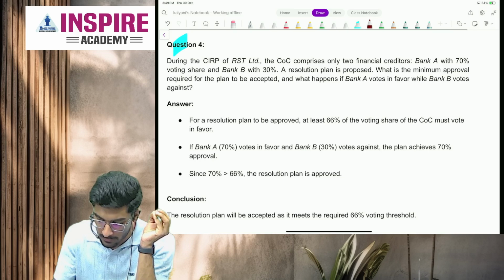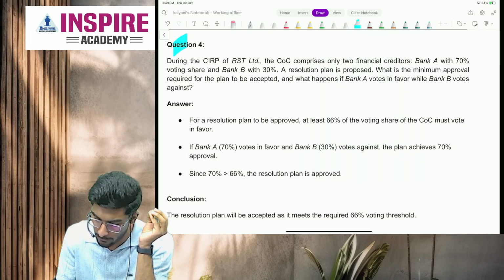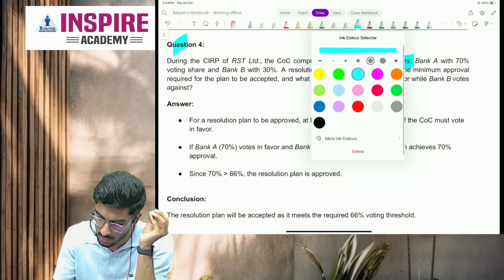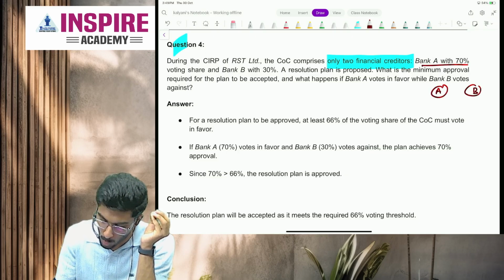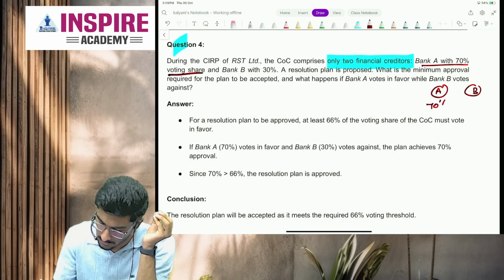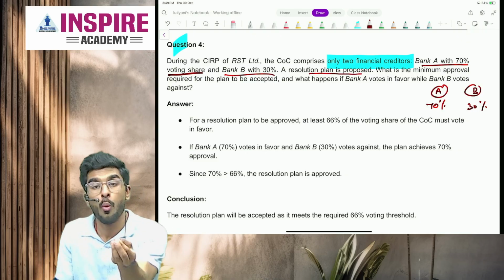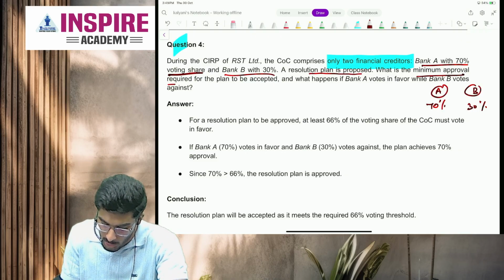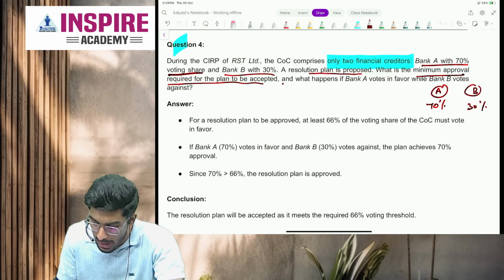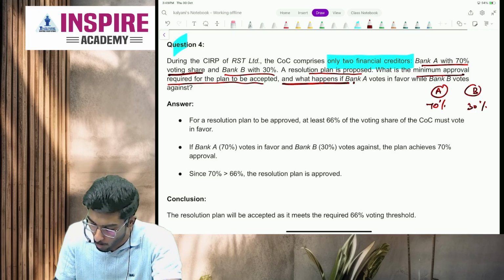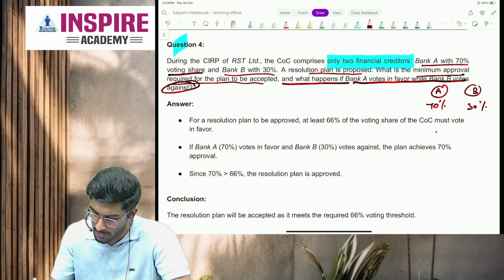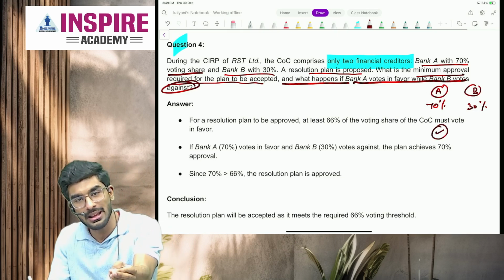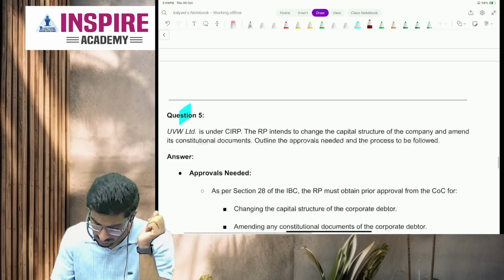Question number 4. During the CIRP, the COC comprises only 2 financial creditors. Let's call them A and B. Bank A with 70% voting share and Bank B with 30% voting share. A resolution plan is proposed. What is the minimum approval required for the plan to be accepted? And what happens if Bank A votes in favor while Bank B votes against? Obviously, we know a 66% majority is required. So whatever Bank A says will prevail. Very easy.